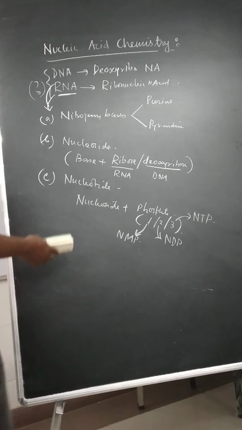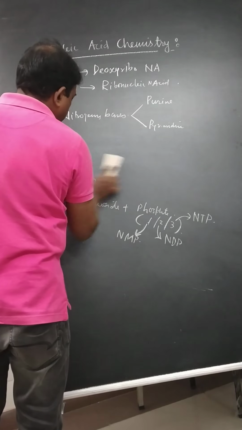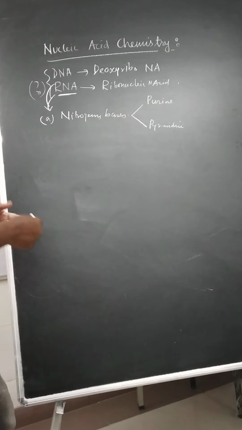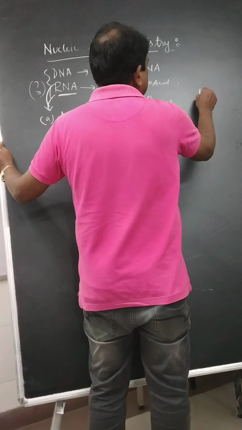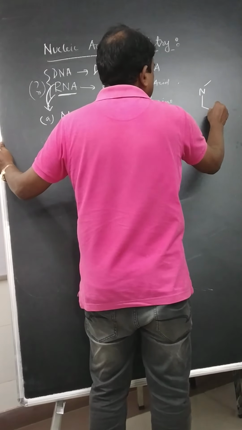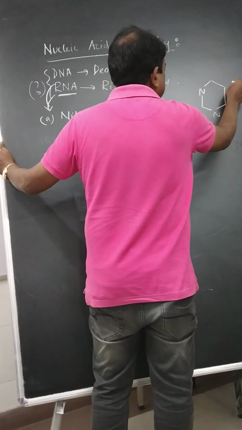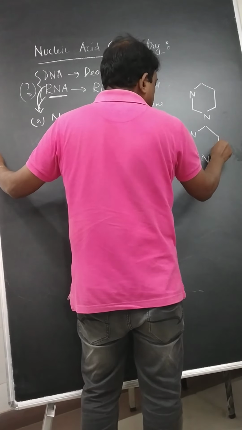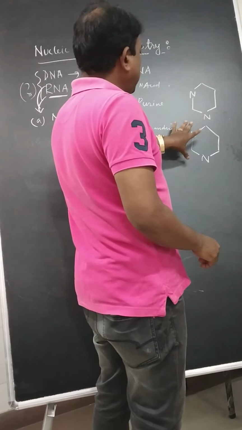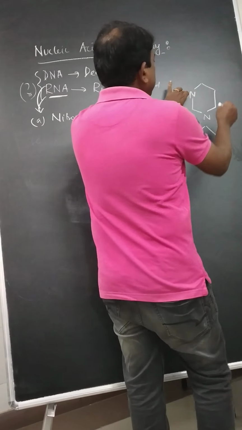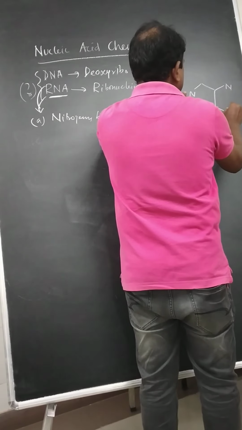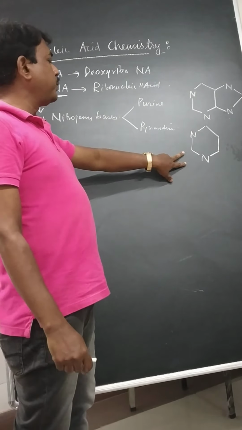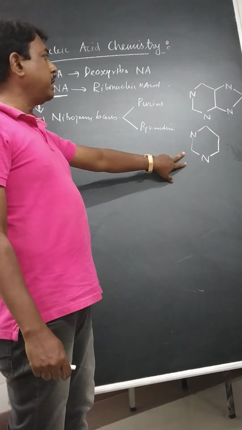Now, first we discuss the nitrogenous bases, that is the purine and pyrimidine. Now you have to know the basic nuclear structure of purine and pyrimidine. So just try to remember this architecture, or the structure of this. Purine is composed of two rings, one a 6-membered ring and another a 5-membered ring. And the pyrimidine is composed of a single ring. This is a 6-membered heterocyclic ring.